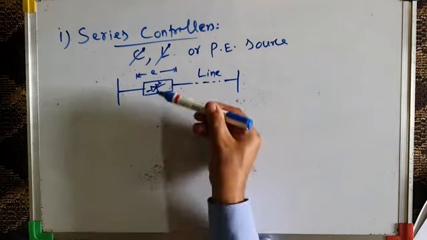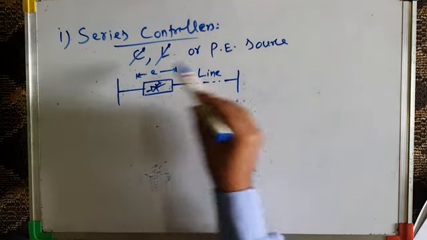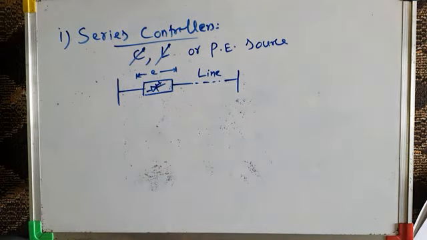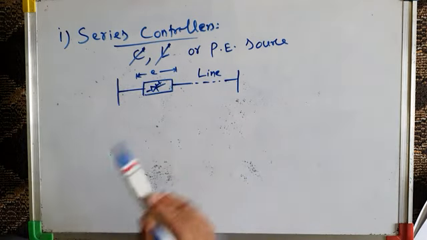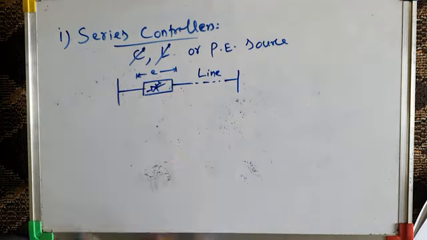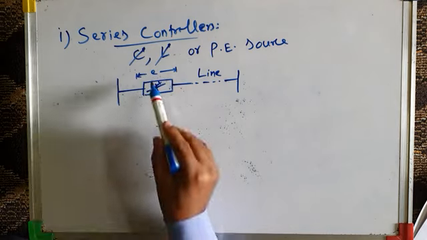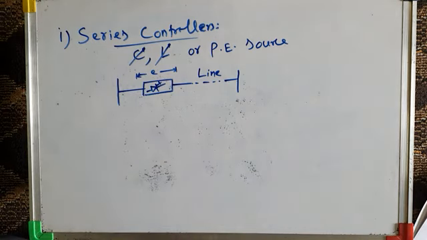Now, what are the various types of series FACTS? This is the generalized diagram of a series FACTS controller. This is a FACTS controller. It injects a voltage in series with the line. It either behaves as a variable capacitance or a variable series inductance, or as a power electronic source, injecting a voltage E in series with the line. What are the various types of series FACTS controllers?